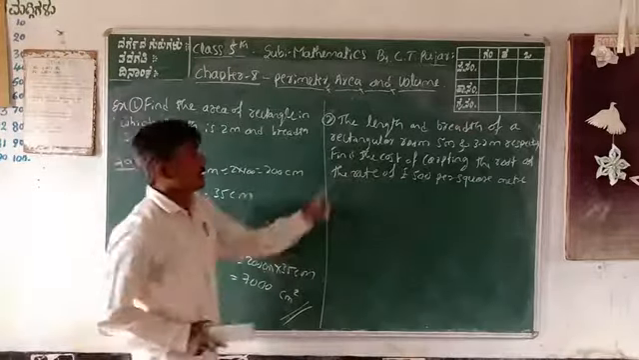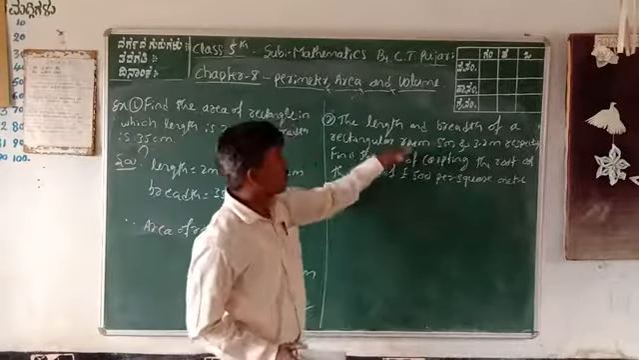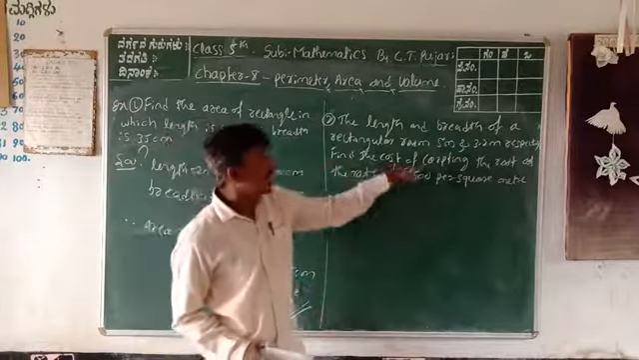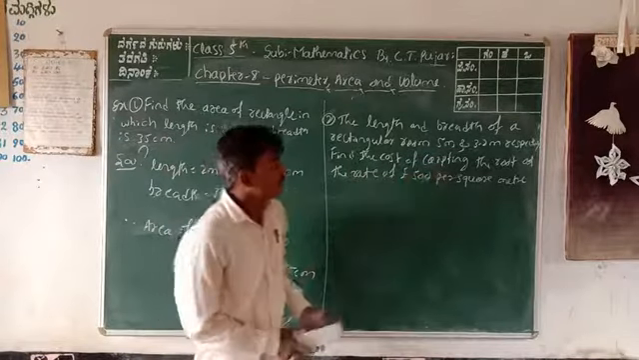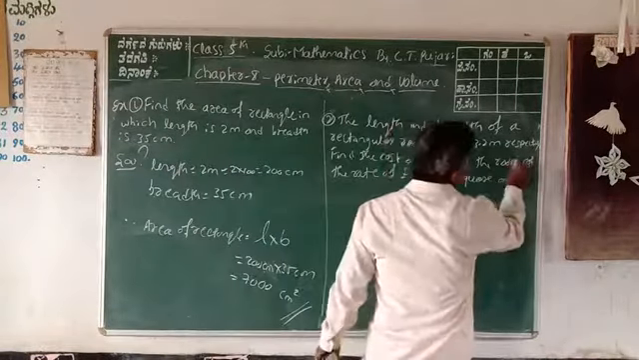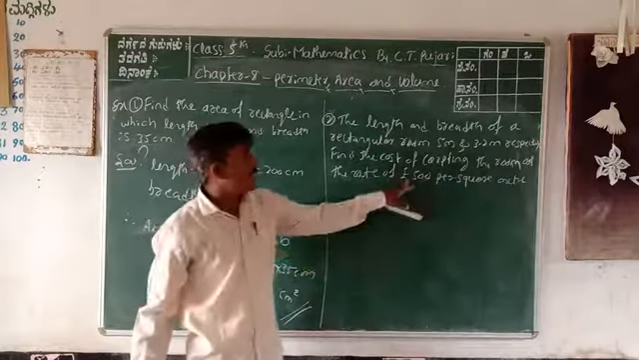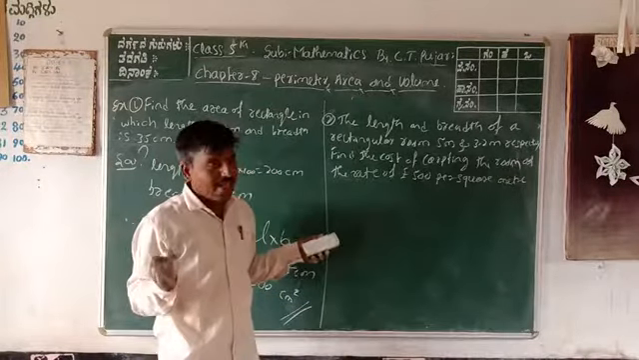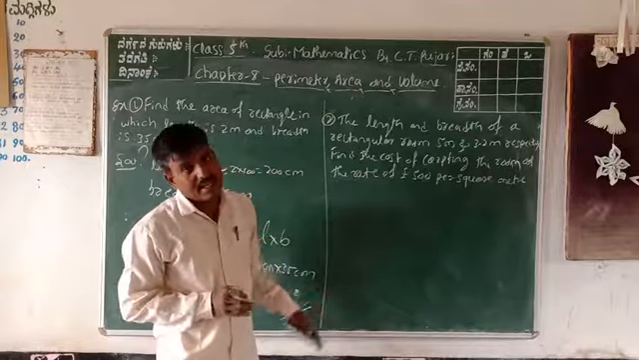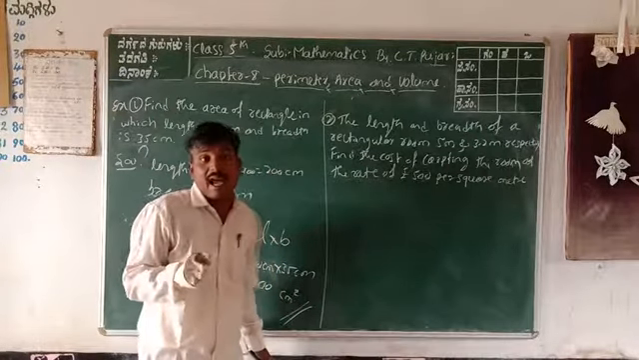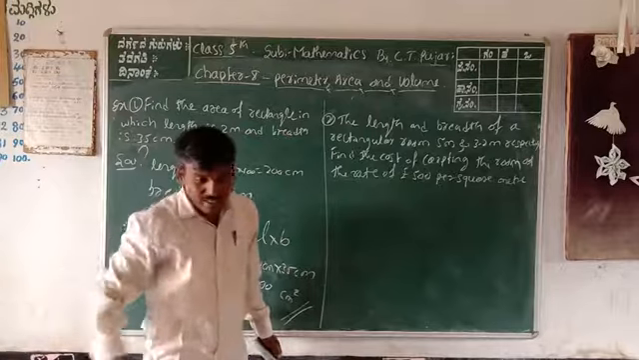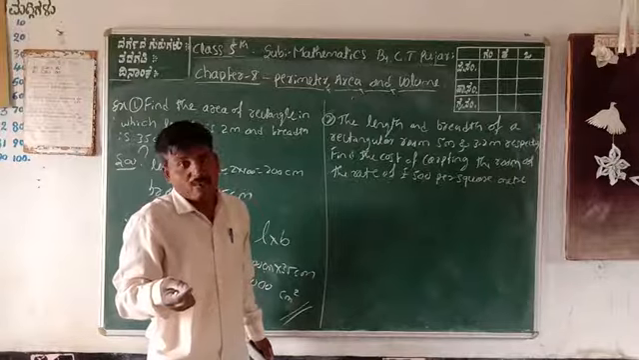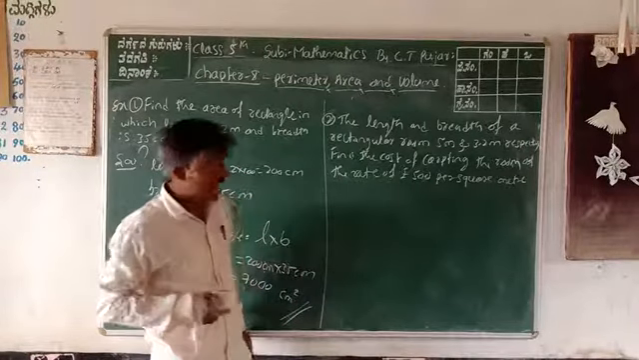The next question: the length and breadth of a rectangular room are 5 meter and 3.2 meter respectively. Find the cost of carpeting the room at the rate of 500 rupees per square meter. One rectangular room is there, its length and breadth are 5 meter and 3.2 meter. You can find out the area of the rectangle, and the whole room is carpeted. The cost of carpeting means 1 meter square is 500 rupees. What is the total cost?